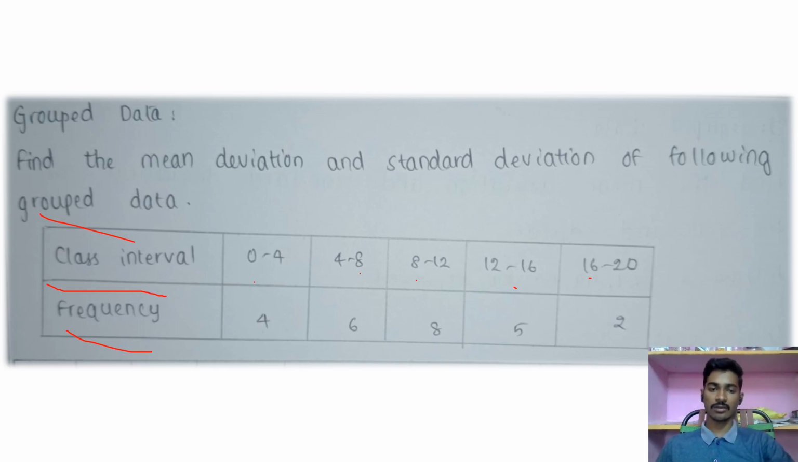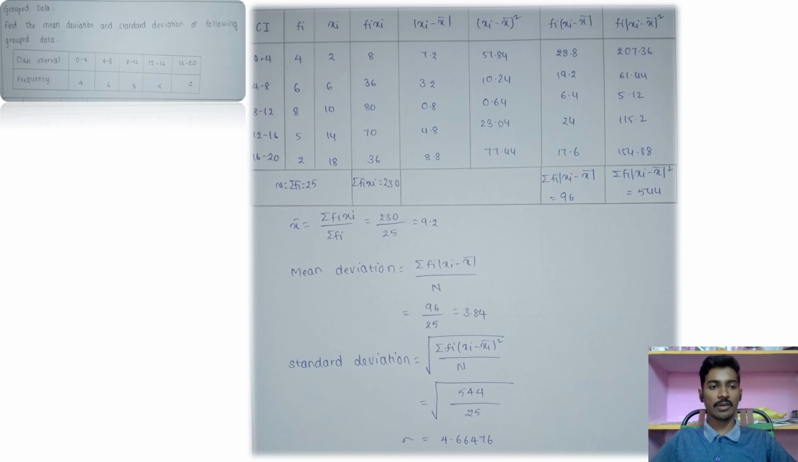Now let's see the solution. In this problem, we are going to calculate the mean deviation and standard deviation for the following grouped data. Similar to the ungrouped data, we need to calculate the mean in order to calculate mean deviation and standard deviation, as we are calculating them with respect to mean. To calculate the mean, the formula is x bar is equal to sigma fi xi by sigma fi.